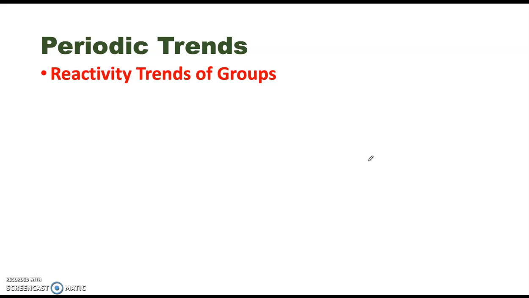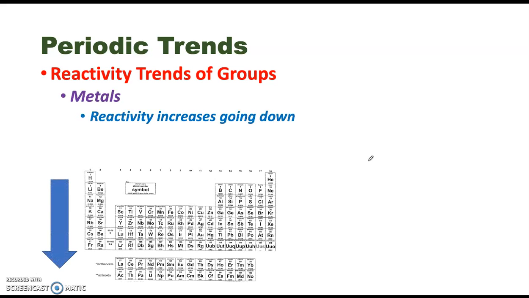Okay, so the reactivity trends of groups. Now for the metals, as you go up and down in a group, so a group is a column, this right here would be a column. Hydrogen is not a metal, so we're just looking at lithium, sodium, potassium, rubidium for this group. The reactivity increases going down. So as we go down, they get more and more reactive. They're more likely to react with things.